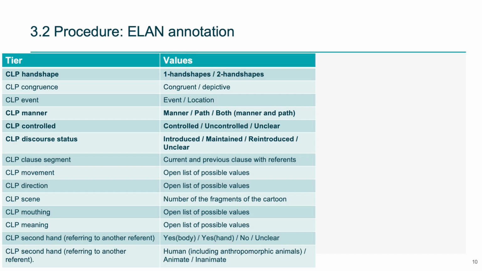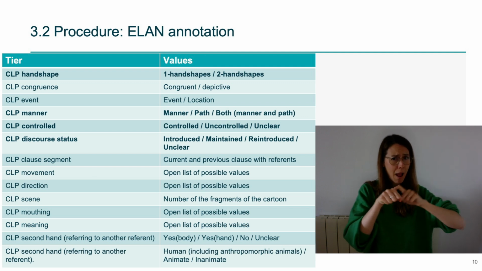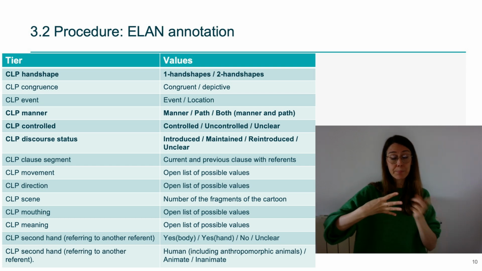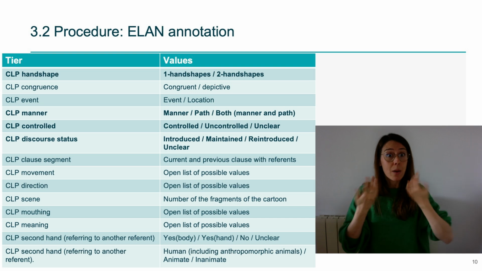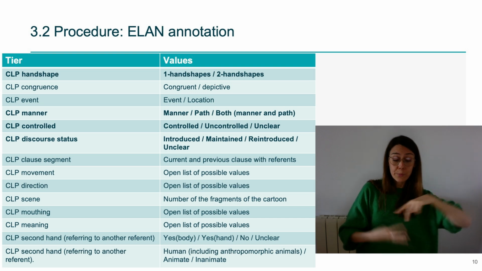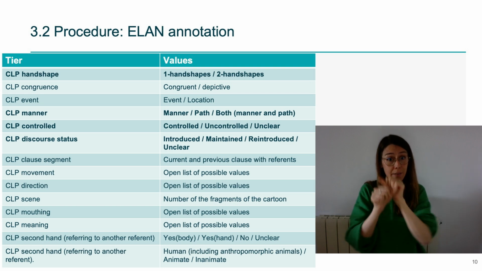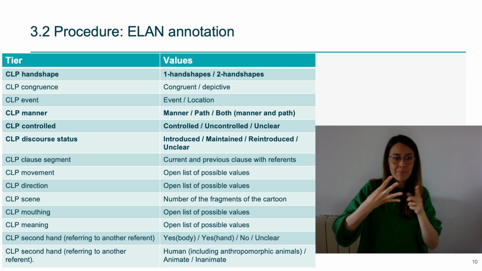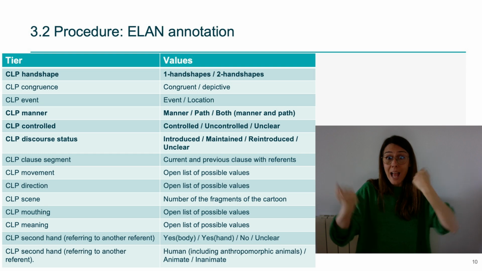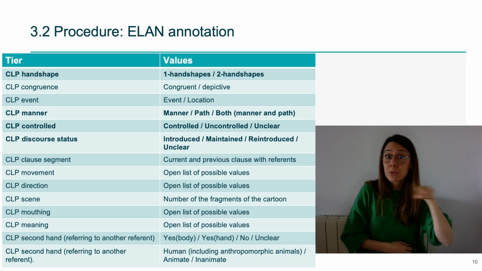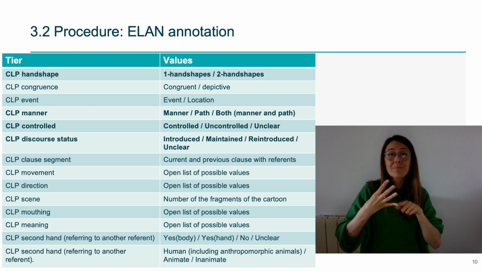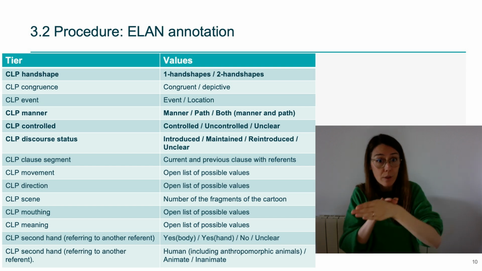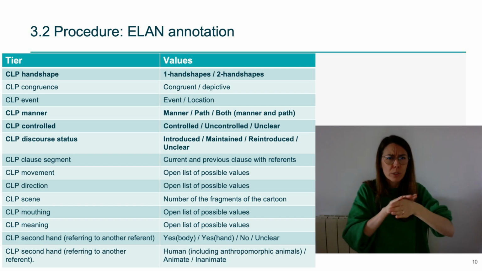In the data annotation, we annotated different aspects, as you can see in this table, but the relevant ones for this talk are classifier, predicate, handshape, so whether the classifier had a 1 handshape or 2 handshape, and all the different variants of them. Whether the classifier was expressing only manner, only path, or path and manner at the same time. We looked at whether the action expressed was controlled or uncontrolled, and it was also possible to mark whether this was unclear.